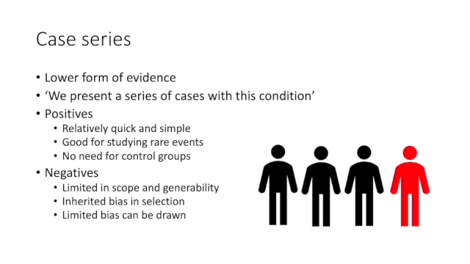A case series is a lower form of evidence, and it generally takes a number of case samples and puts them together in one paper. The positives of this are that it's relatively quick and simple to do, and it's good for studying rare events and rare diseases. There's no need for control groups because you're just presenting a series of patients. Negatives: it's limited in scope and generalisability, and there's inherent bias in terms of the selection that you're going for. So it's very difficult to draw multiple conclusions, and normally you try and refine a specific question for it.